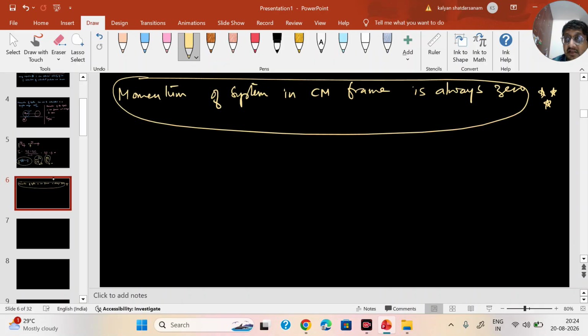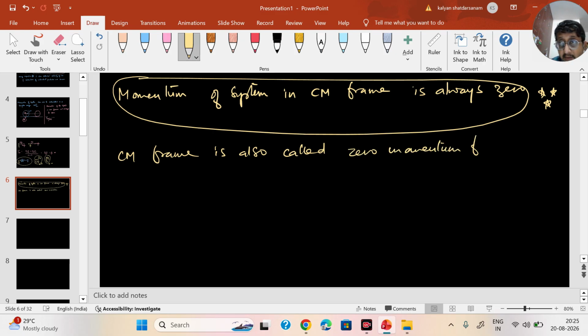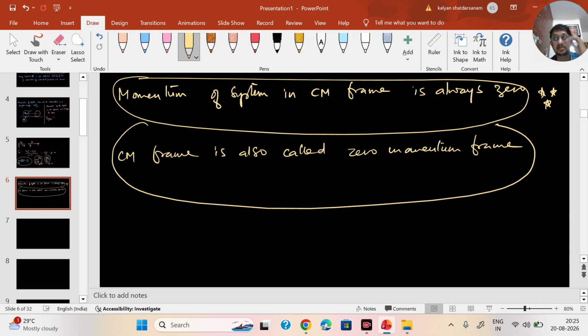Momentum of system in center of mass frame is always zero. That's why the center of mass frame is also called the zero momentum frame. In that frame, momentum is always zero and you need not worry about it. Okay. The ground frame is called the laboratory frame. All our laboratories are located on the ground only. So the ground frame is sometimes called the laboratory frame, and the center of mass frame is a different frame. It's called the zero momentum frame. So these are the most important properties.